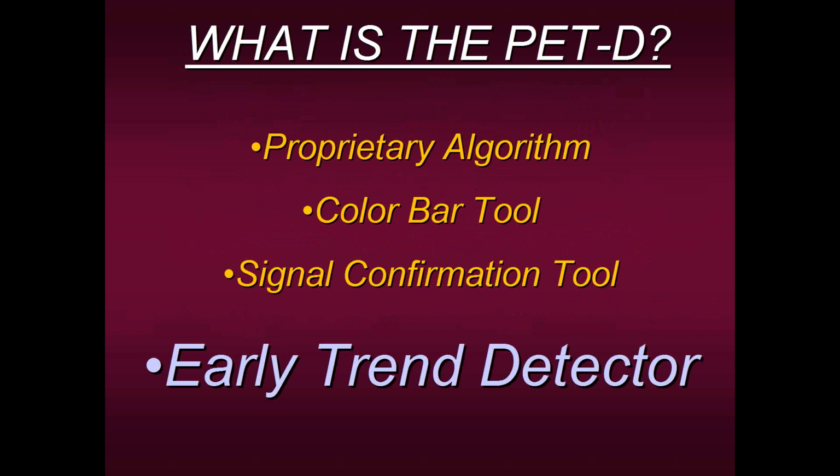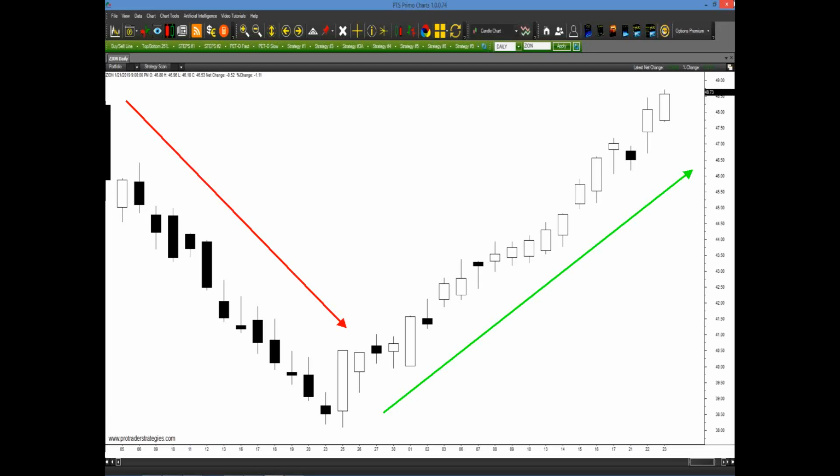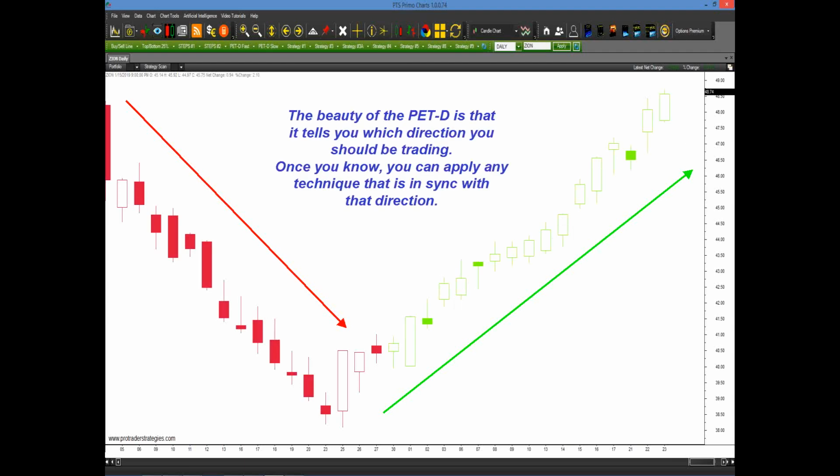This is where it's so powerful and so simple at the same time. All right, let's look at this chart again, and someone's saying, well, how could we have used the PET-D to help us? Well, all you have to do is simply click on the PET-D on our PTS Primo charting platform, and the colors automatically appear. As you can see, that early trend was determined well in advance, where most people would say we're in a downtrend, and you would have known well in advance with a series of green bars that the trend had changed. So as it says here, the beauty of the PET-D is that it tells you which direction you should be trading. And then once you know that direction, you can virtually apply any technique that is in sync with that direction.